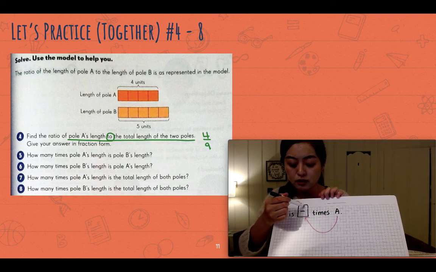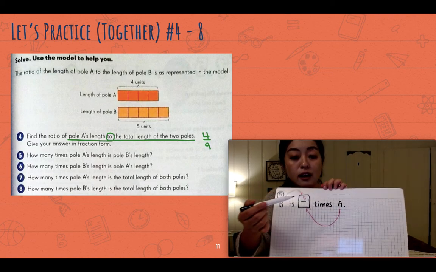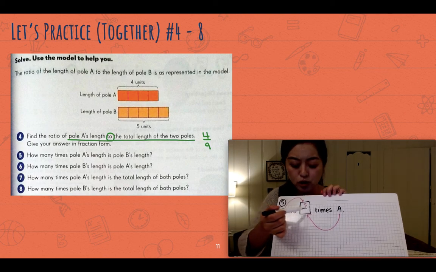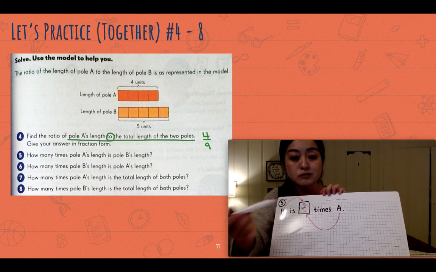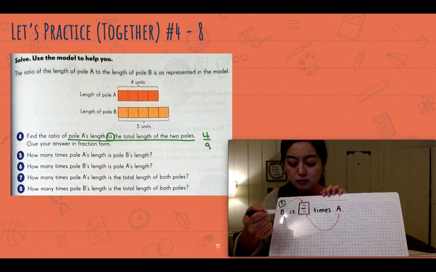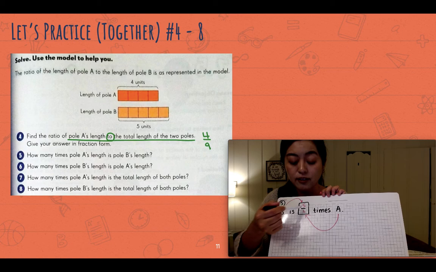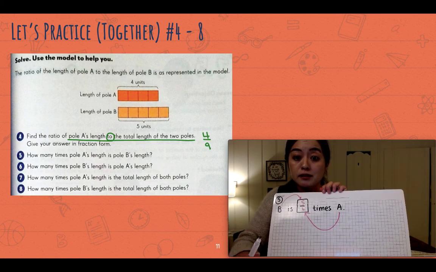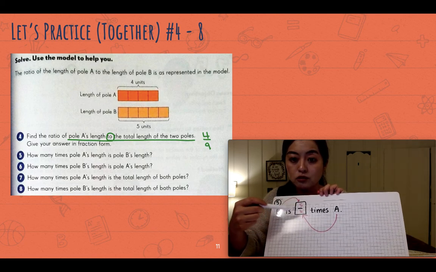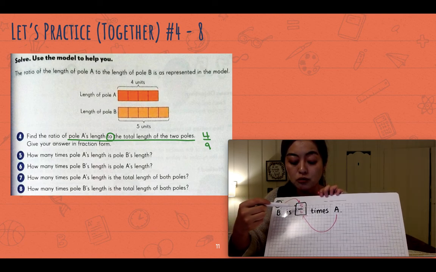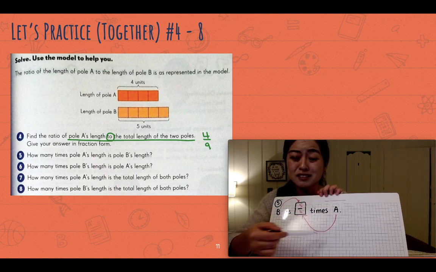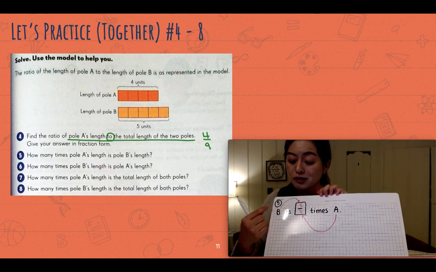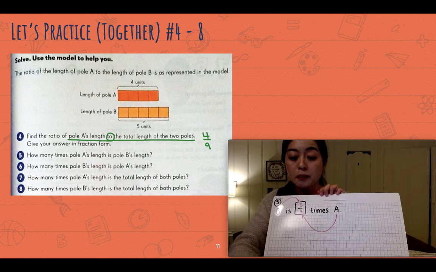So if I look at the model, let me see, what is B? B is 5 units. And what is A? A is 4 units. Okay? So B is 5/4 times A. And that's true because B is longer than A. And 5/4 is an improper fraction. Okay, so I know it's bigger than 1. So when I multiply a value, whatever A is, by something bigger than 1, that amount is going to get bigger, right? So that means B is longer than A. Okay?